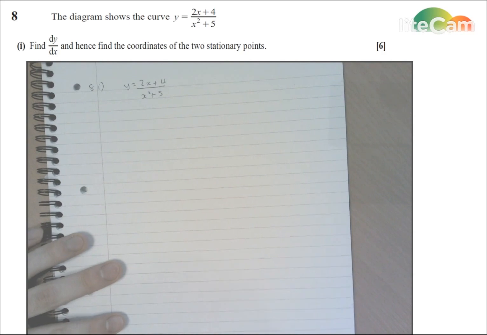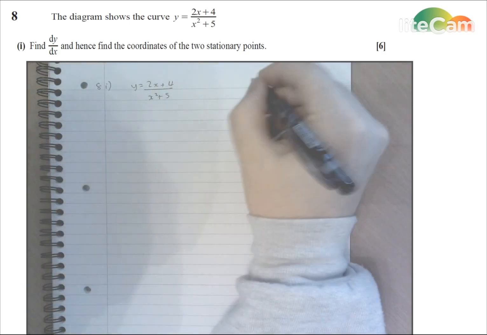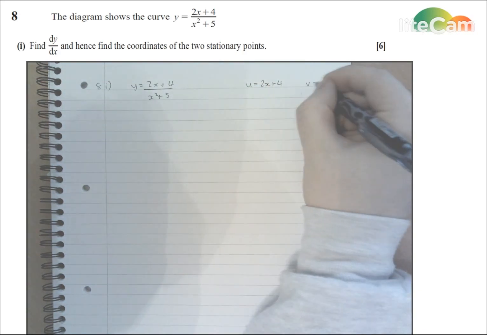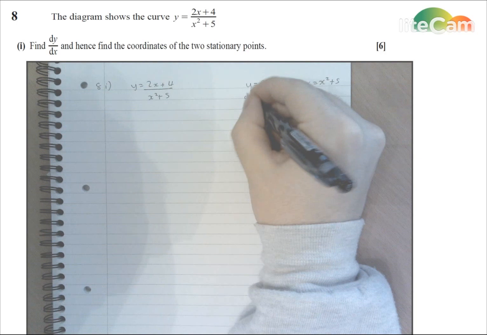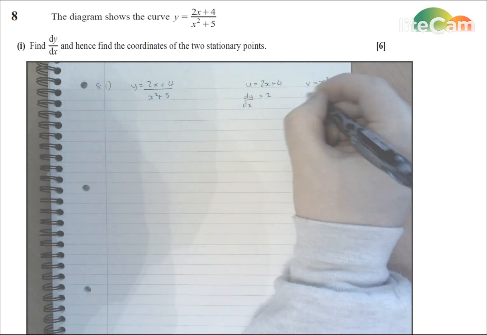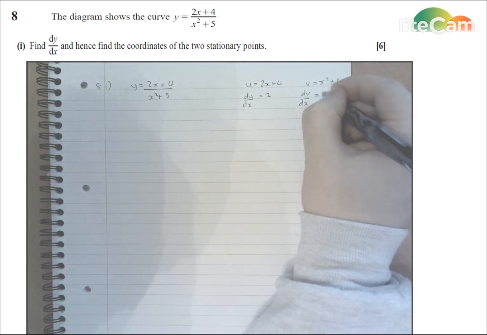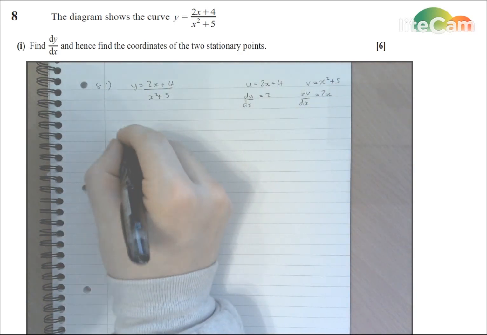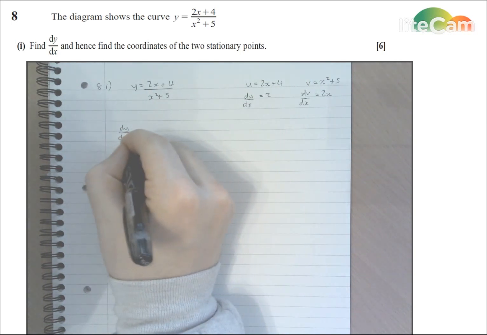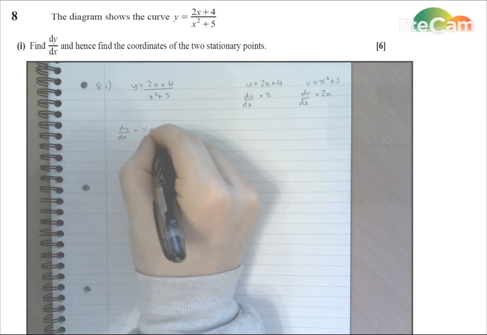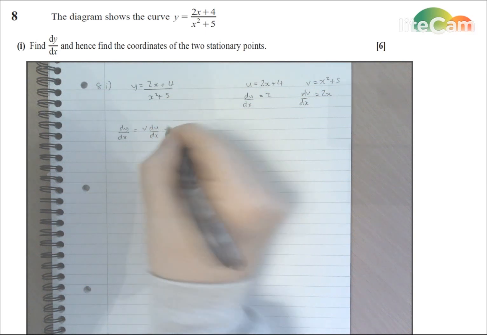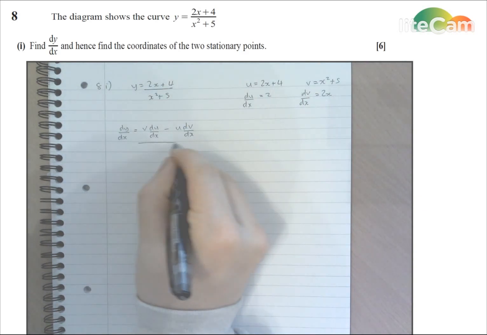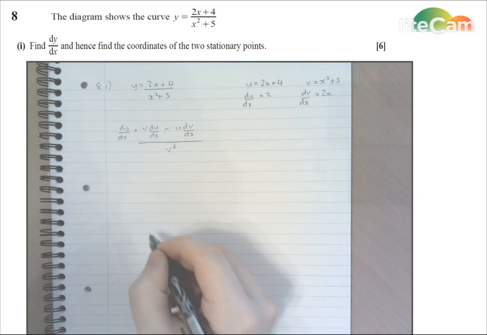So in order to differentiate this function, we're going to use the quotient rule, and we're going to say u equals 2x plus 4 and v equals x squared plus 5. So du/dx equals 2, dv/dx is 2x. The quotient rule, which is no longer in the formula book, so you have to remember it, says that dy/dx equals v du/dx minus u dv/dx. Because this is minus, you need to be careful you get those the right way around. And that's all divided by v squared.